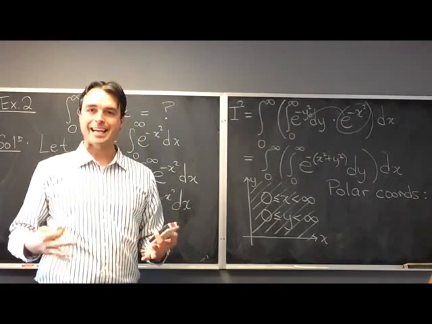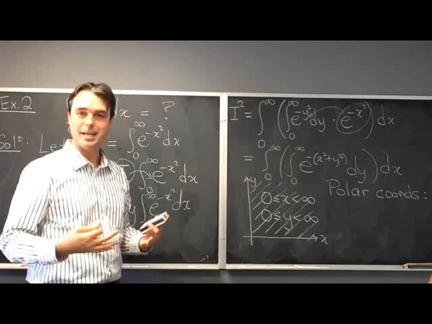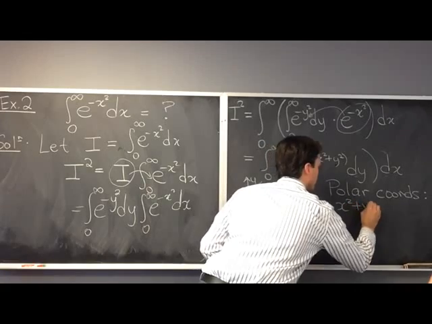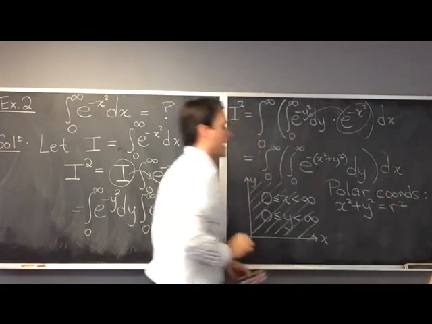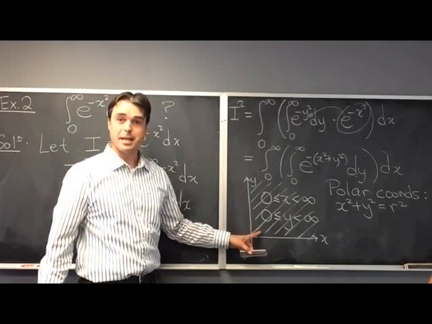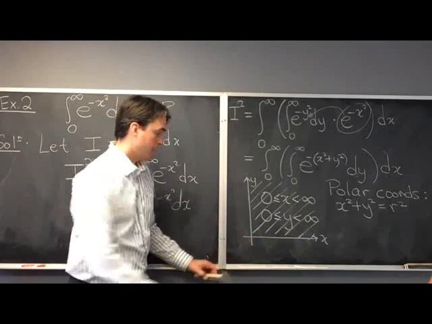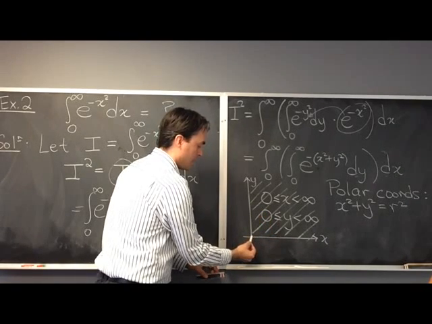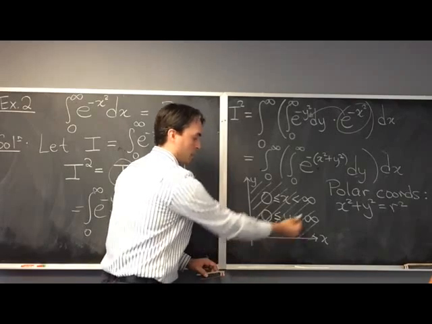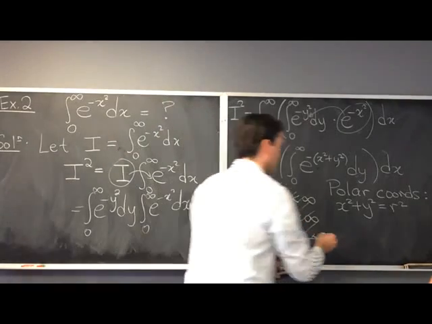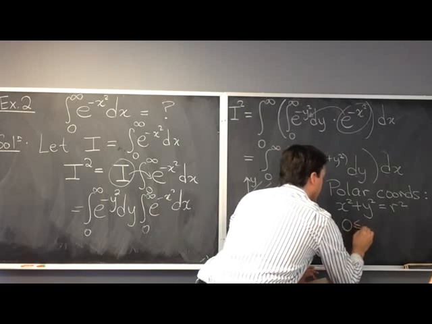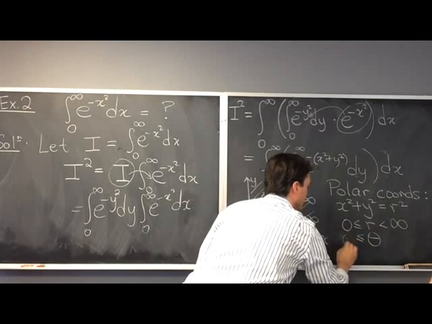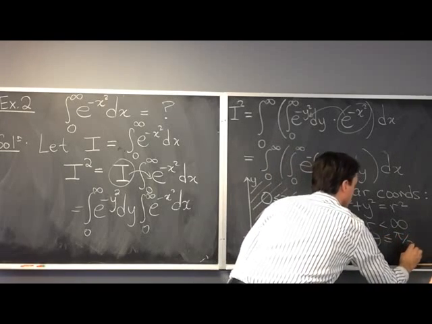Okay, you remember what those are. x equals r cos theta and y equals r sine theta. And so you're going to have x squared plus y squared equals r squared. And the region, you can just tell by inspection of the diagram, is that theta goes from 0 up to pi over 2, and the r for each theta goes from 0, the origin, all the way out to infinity. So r is between 0 and infinity, and theta is from 0 up to pi by 2.